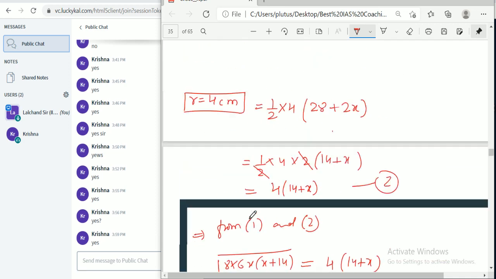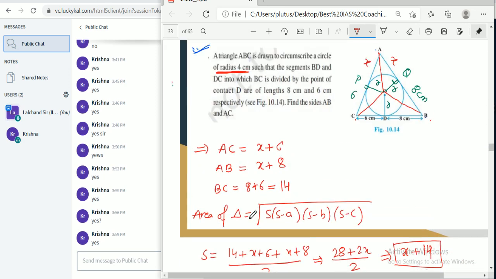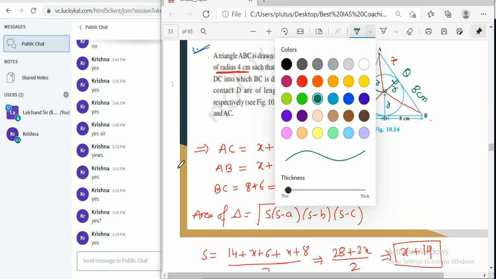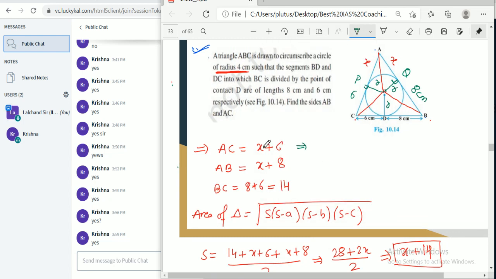Okay, now we need to find our sides. So our first side is AC. AC value is x plus 6. So what is the value of x? X value is 7 units, we have calculated. So we can say 7 plus 6, that is 13 centimeter. And what is the value of AB? AB is 7 plus 8, that is 15 centimeter. Isn't it? These are our two required sides. Okay, this is the final answer.